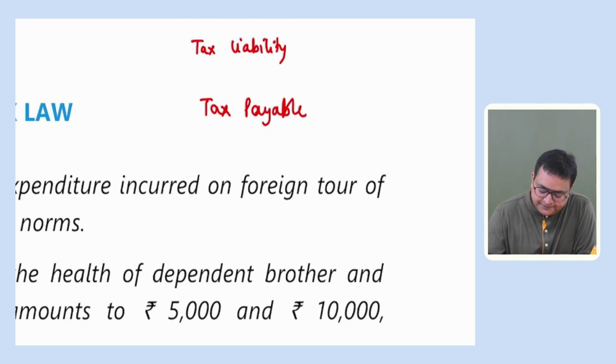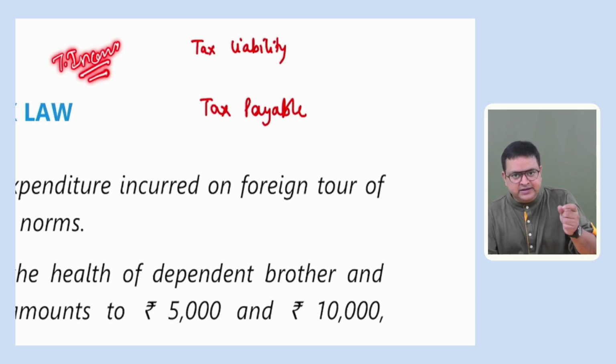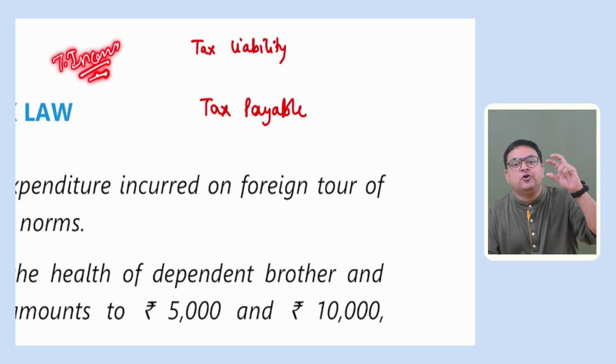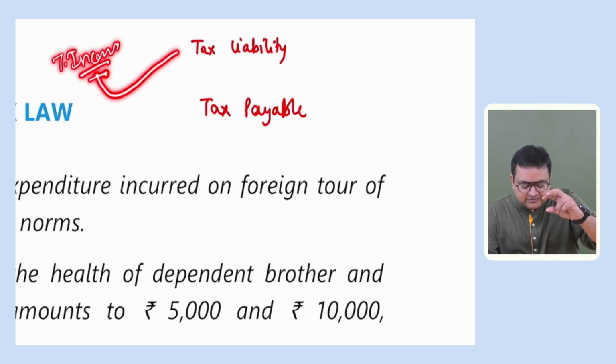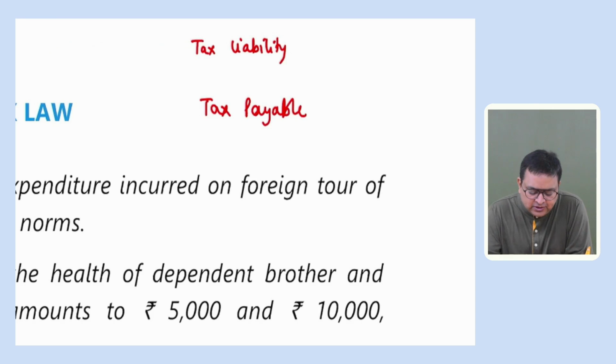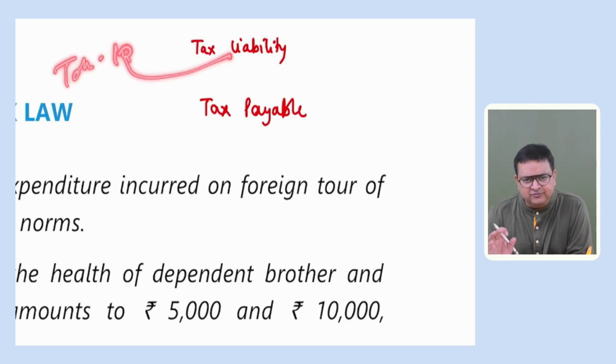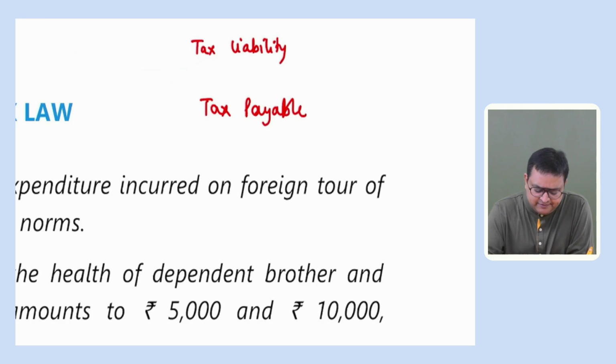See, it's very simple. Whenever you calculate the total income for any year, you have to calculate a tax on that income. How much is the tax on that particular income? That becomes your tax liability, right? Let's say your total income is 10 lakh. Let's say, for example, I'm putting a very random figure, your tax liability comes to 90,000 rupees.